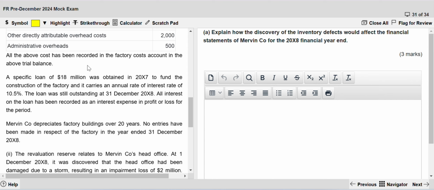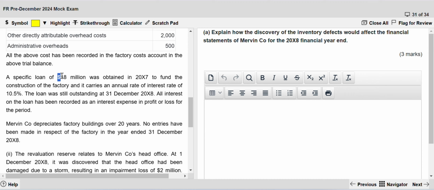A specific loan of $18 million was obtained in 2007 to fund the construction of the factory, and it carries an interest rate of 10.5%. The loan was still outstanding at the year end. All interest on the loan has been recorded as an interest expense in profit or loss.